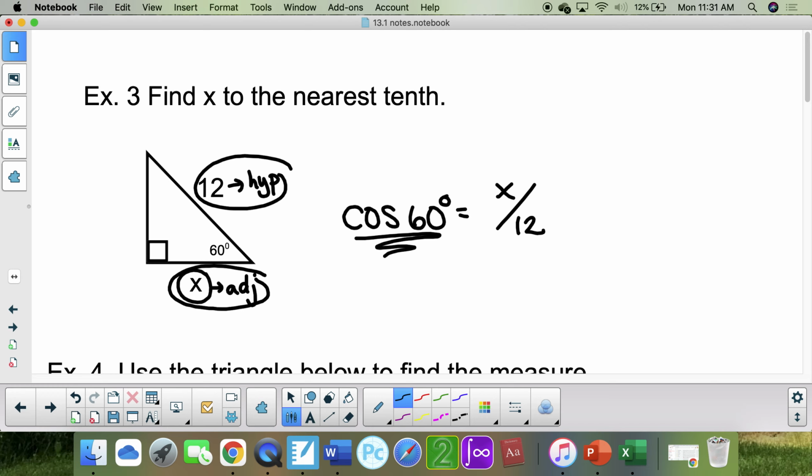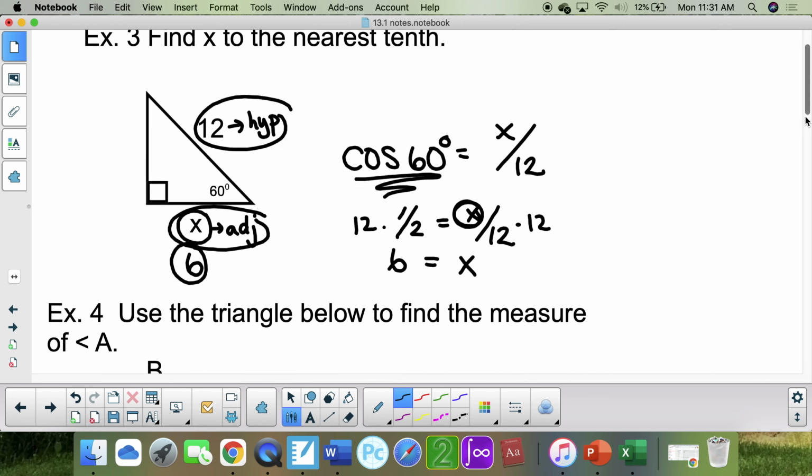And when you hit the cosine of 60 on your calculator, it's going to equal a half equals x over 12. In order to get x alone, all I'm going to do is multiply by 12. So x is equal to 6. So this side is 6. And that's how you do sides. Let's do another one. How do you find the side?